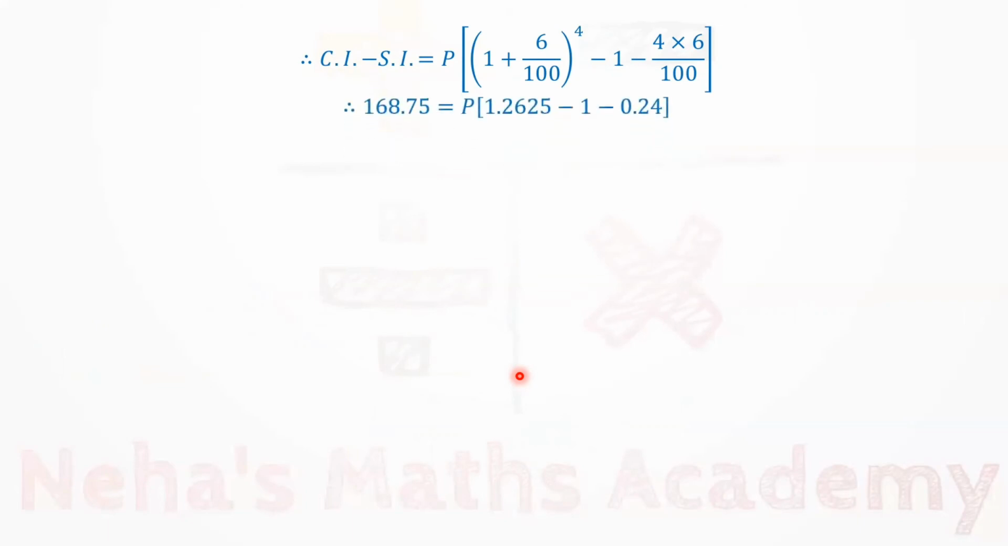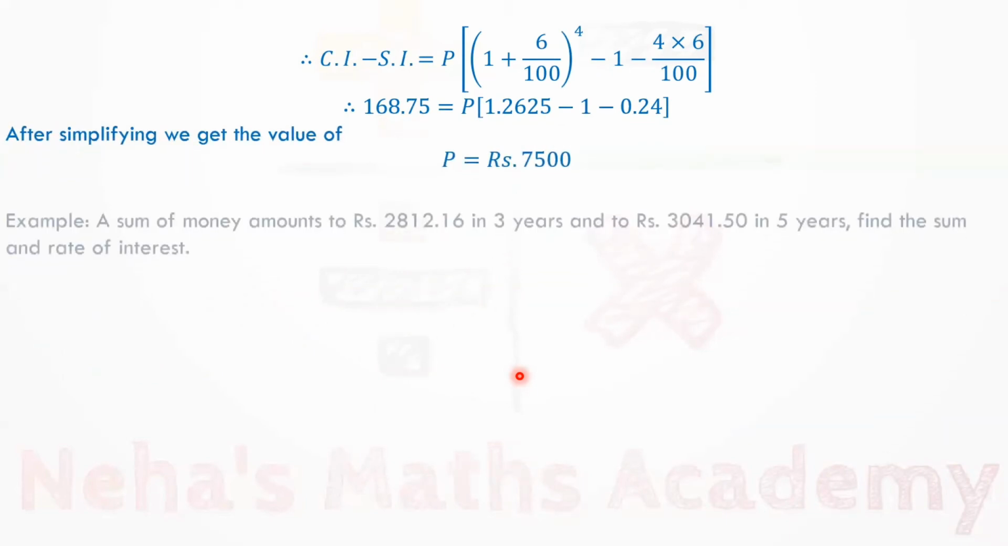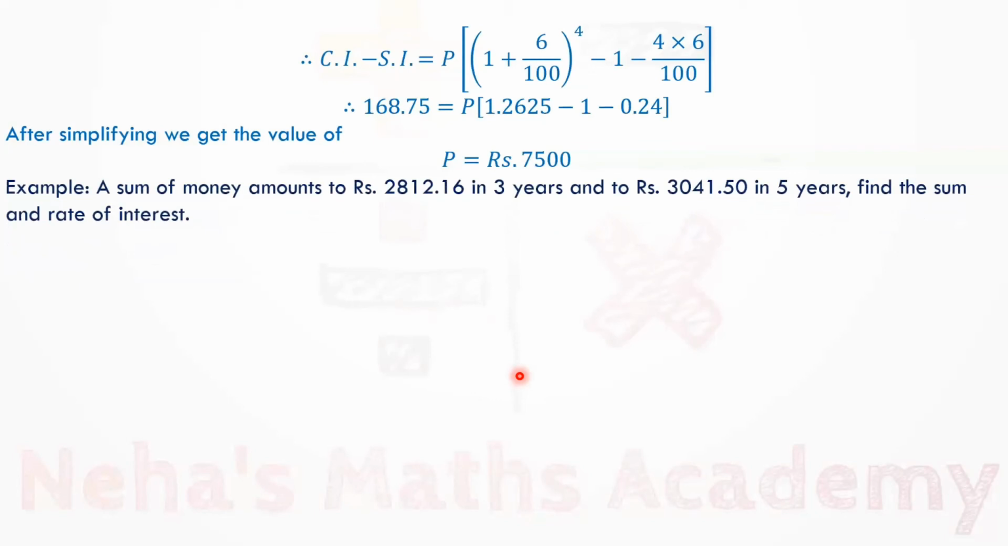So, it is 168.75, that is equal to P into (1.2625 minus 1 minus 0.24). Now, solve this for P. We will get P is equal to rupees 7500. That's what we had to find, the principal amount, that is rupees 7500.